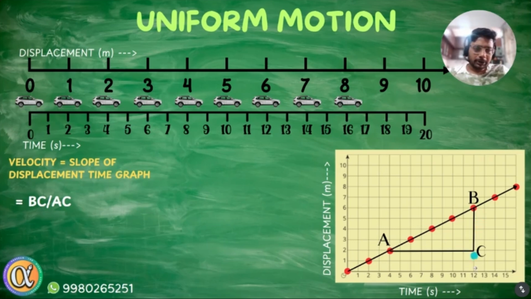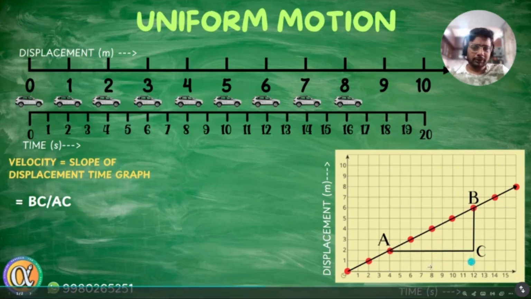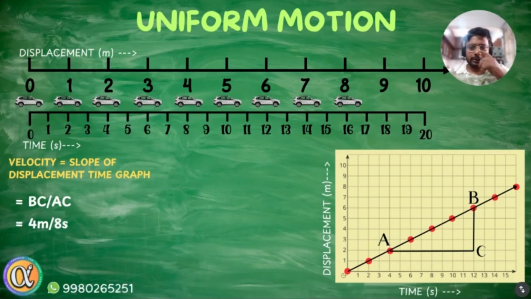Can you tell me how much BC is then? I think there are four boxes between B and C. So it's going up by 4 units, from 2 to 6. So can I say BC is 4? Similarly, how much is AC? 1 box, 2 box, 3 box, 4 box, 5 box, 6 box, 7 box, 8 box. So it's going 8 units from 4 to 12. Therefore BC is 4 meters, displacement in meters, and AC is 8 seconds. And hence velocity is 0.5 meter per second.